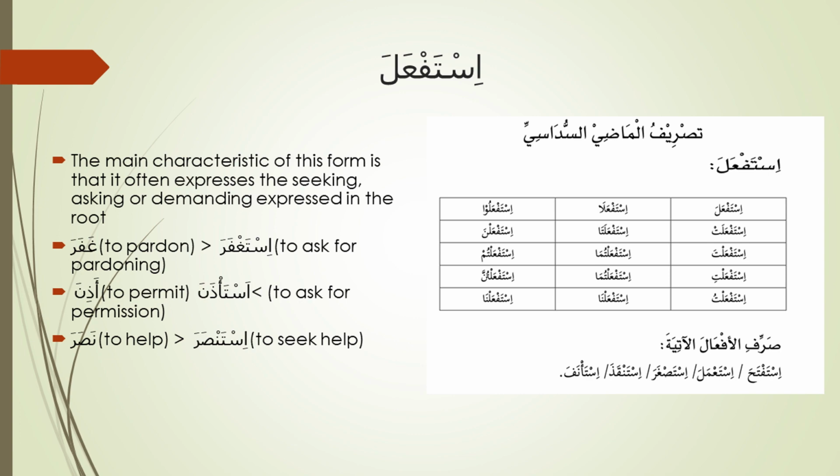Adhina is to permit. Istadana is to seek permission. You're asking for permission. Nasara, to help. Istansara is to seek help. Now, do you see the difference when it comes to this? You're seeking something. Adina is to permit something, but if you bring on this scale, you're seeking permission.